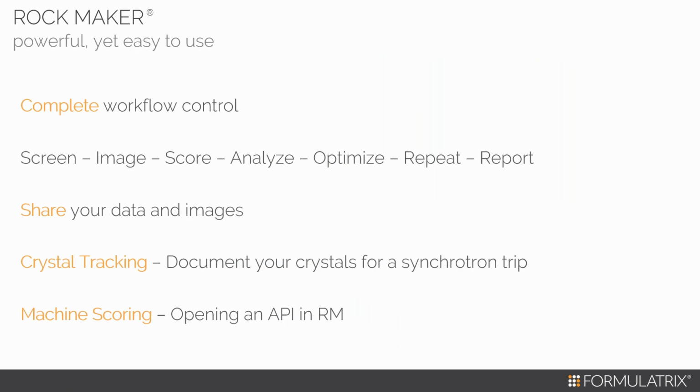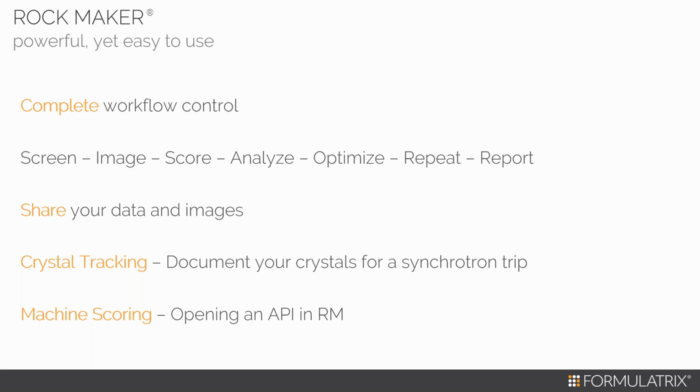Rockmaker. Now we are moving towards an era where instruments and hardware are not the only thing that governs or dictates your automation. We are moving towards software-controlled automation systems, right? And Rockmaker is a very powerful, easy-to-use software that has complete control over your whole crystallization workflow. You can go from screening your experiments to imaging your plates, scoring them, analyzing them, optimizing potential hits, and then repeating the whole process until you finally get a crystal. Once you do, you can print out reports, various kinds of reports, and share them with your colleagues, collaborators, your bosses, and the scientific community.